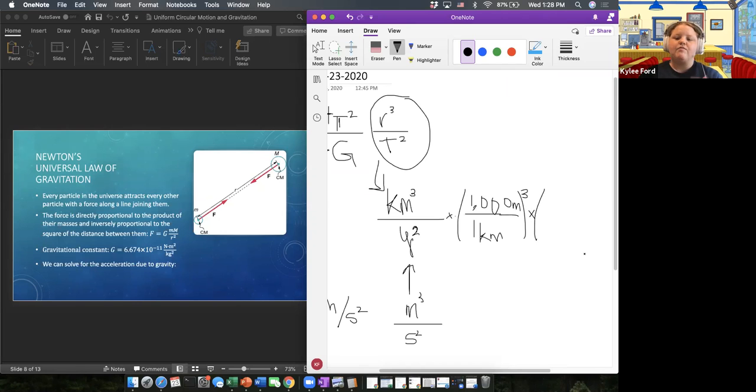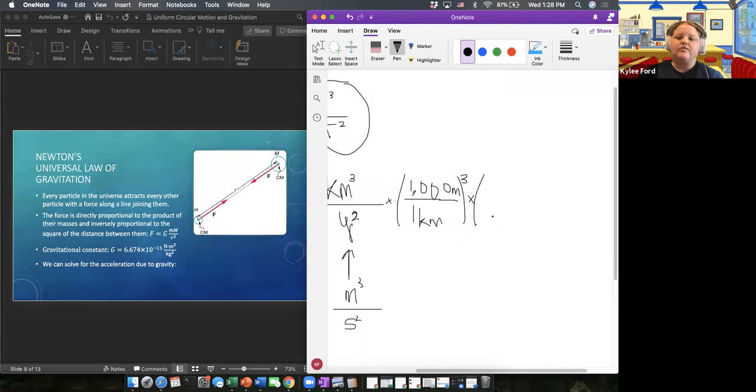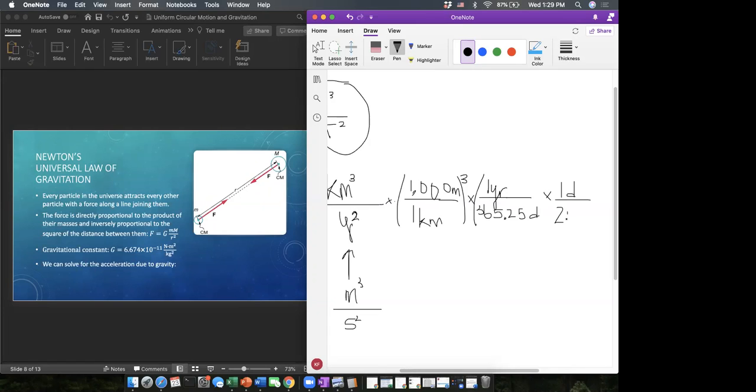So I can do the same thing with my years, but this one is going to be a little more difficult because I don't know right offhand how many seconds are in a year, right? So I'm going to first say for 1 year, I have 365.25 approximately days. And then in 1 day, I have 24 hours. Oh, so you're going to go from years to days to hours to minutes to seconds. Yep, exactly.